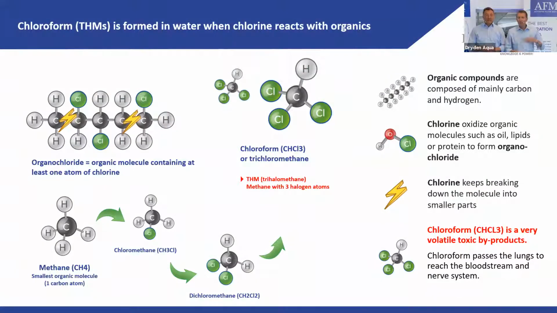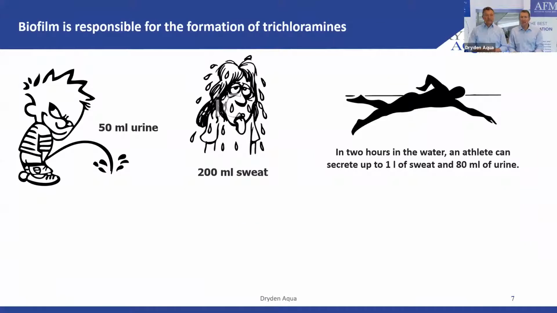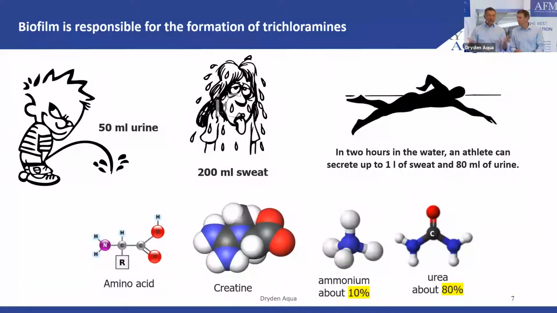Next, the second disinfection byproduct we were talking about was trichloramines. How are they being formed? How do they get into the pool? If you use a pool, you excrete a certain amount of urine and sweat. You see here 50 and 200 milliliters. These are average numbers. There are people who do more, others who do less. But the really important point is urea. 80% of sweat and urine is urea. It's organic, it has a carbon in it, and 10% is ammonia. Forget about the others, not important.